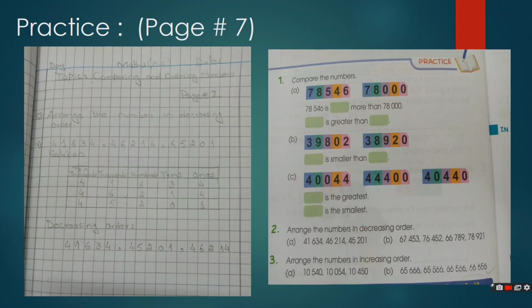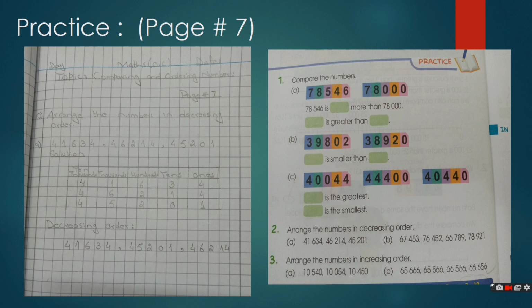Now let's start practice on page number 7. Question number 1 is compare the numbers. So part A, B, C of question number 1. Please try to attempt these parts by yourself by taking help from the example number 2 on page number 6.